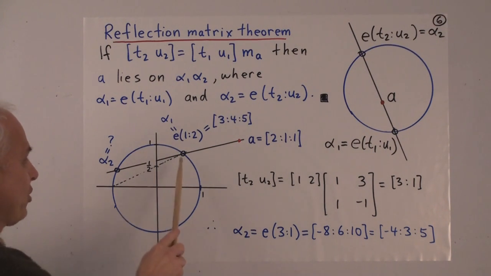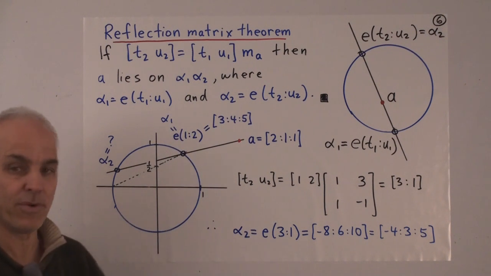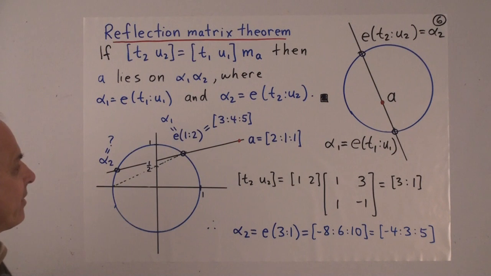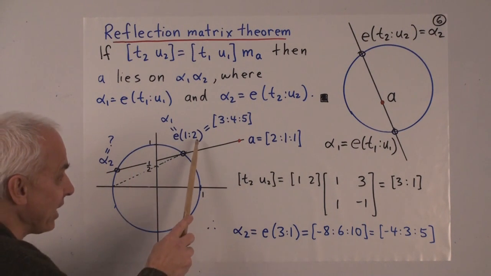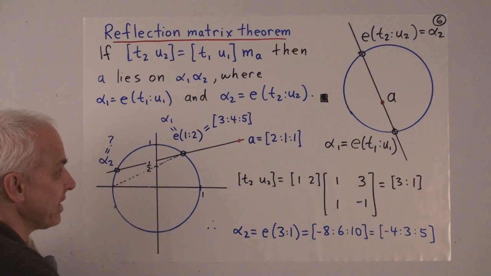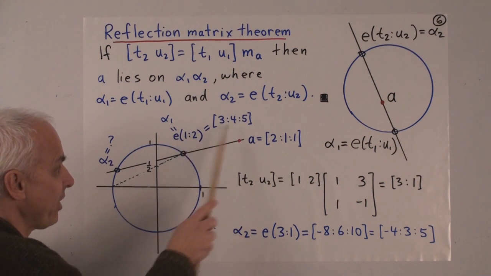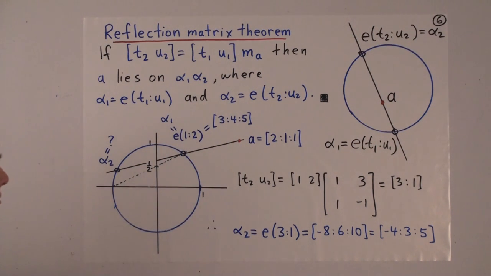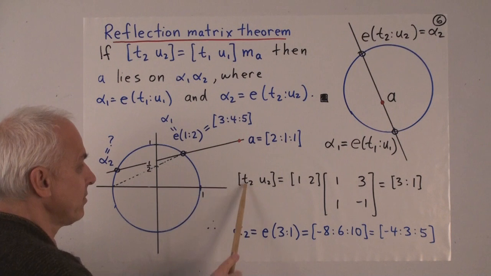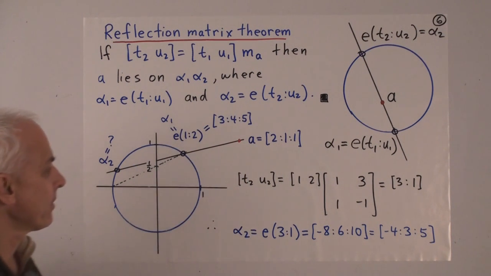Here's the null circle. There's a point E of 1 to 2, which is the point 3 to 4 to 5. I remind you that you get that by taking 2 squared minus 1 squared, 2 times the product is the second one, and 2 squared plus 1 squared is the third one. And here's the point A, which is 2 to 1 to 1, at some point, 2, 1.